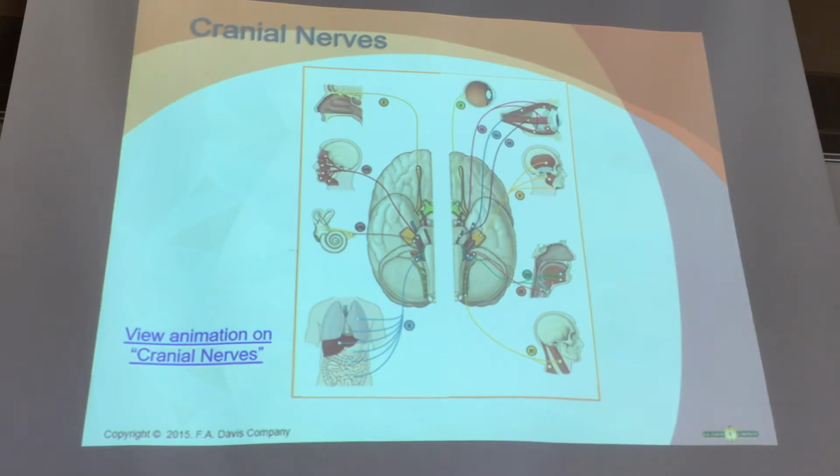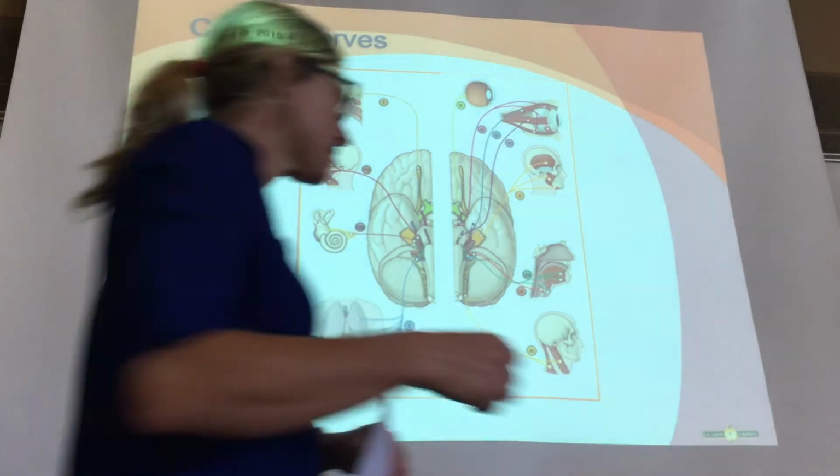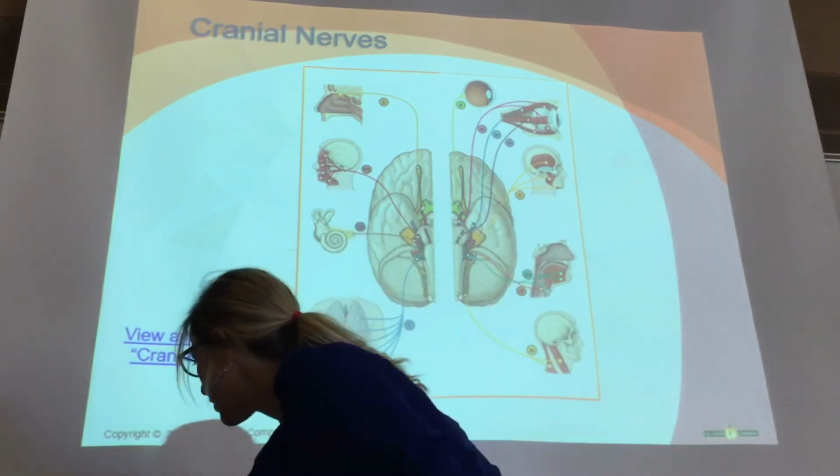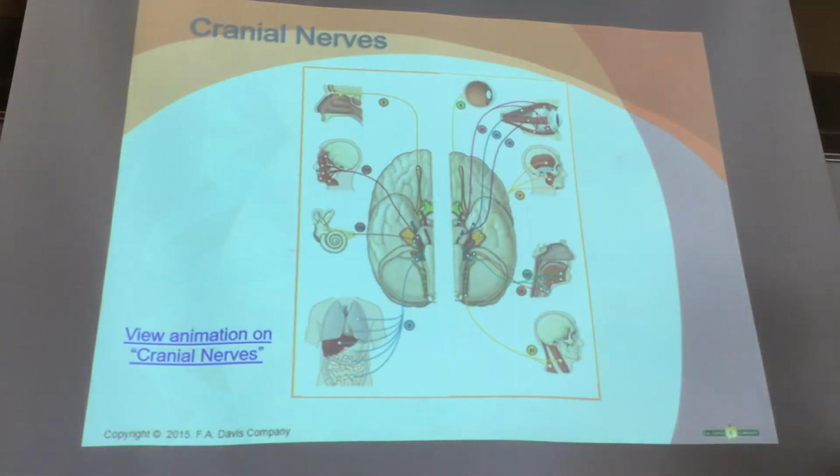They're going to be numbered from the anterior part of your brain back to the posterior part of your brain. So let's write them all out here. Grab a marker. Okay, you tell me. Cranial nerve number 1. What is its name?